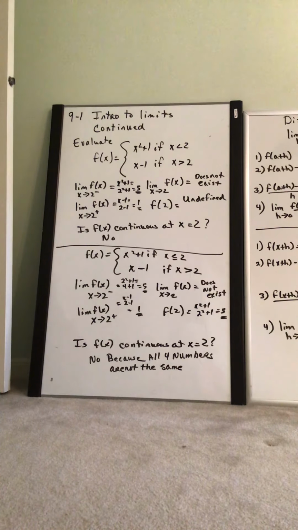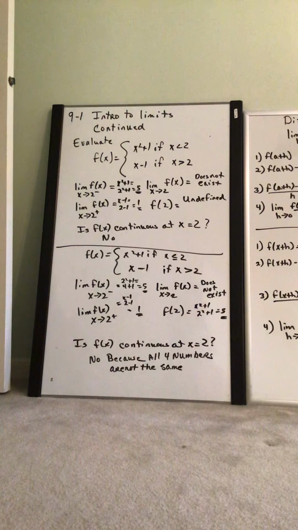Now, if you look at the bottom one, I took the exact same function except I made the first piece less than or equal to. So you can see that the answer, the limit as x approached 2 from the negative, is the same as it was above, it was 5. The limit as x approached 2 from the positive side is the same as it was above, which is 1. The limit as x approached 2, again, does not exist because the first 2 answers were not the same.